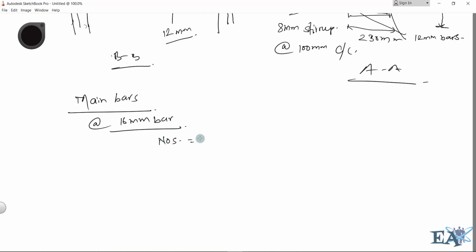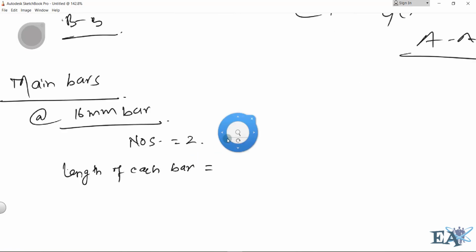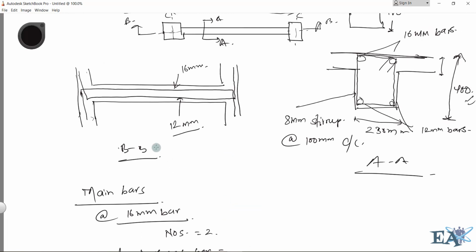Number of bars is equal to 2. So the length of each bar is equal to, now we need to find the length of the bar. If you see this drawing over here, we know that the length from this center up to this center is 5 meters, and this length is 400 mm, that is 0.4 meters, and this is also 0.4 meters, that is the width of the column, isn't it?